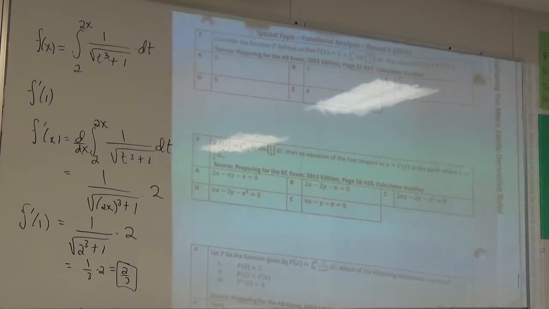So f of pi over 2 is 0. What's sine pi? Play around with it to get it into their form.